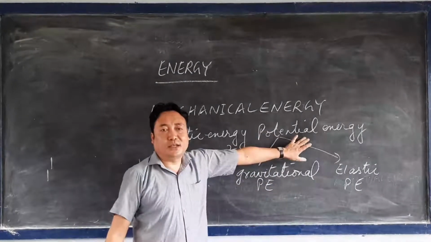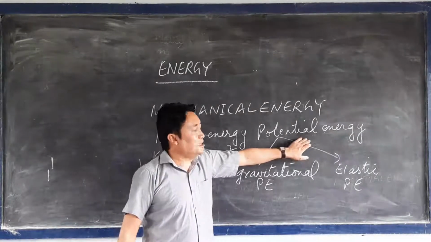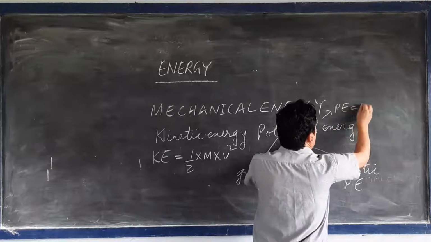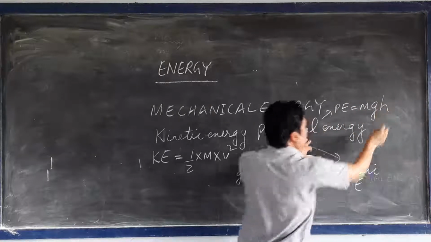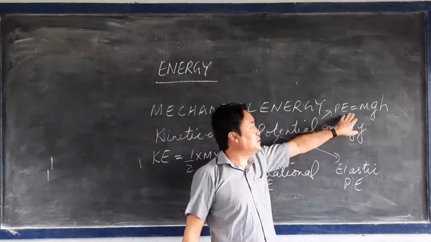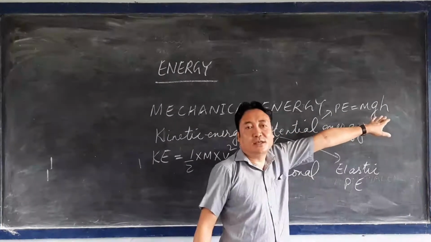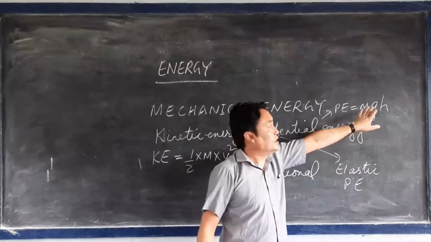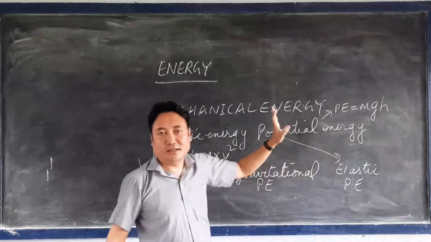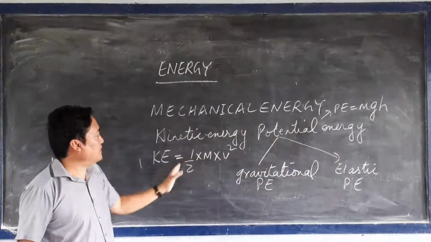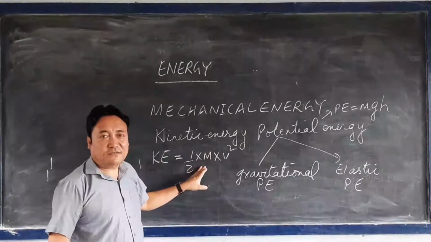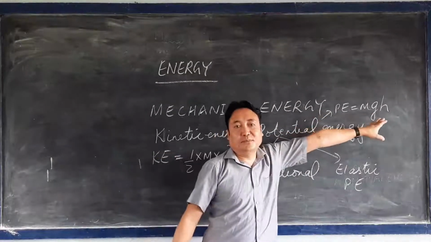And again, another point is there. To find potential energy, there is a relation: potential energy equals mgh. Potential energy can be found by using the relation mgh, where m is the mass of the body, g is the acceleration due to gravity, and h is the height. So there are two relations to find kinetic energy and potential energy. Kinetic energy is half mv square, potential energy is mgh.